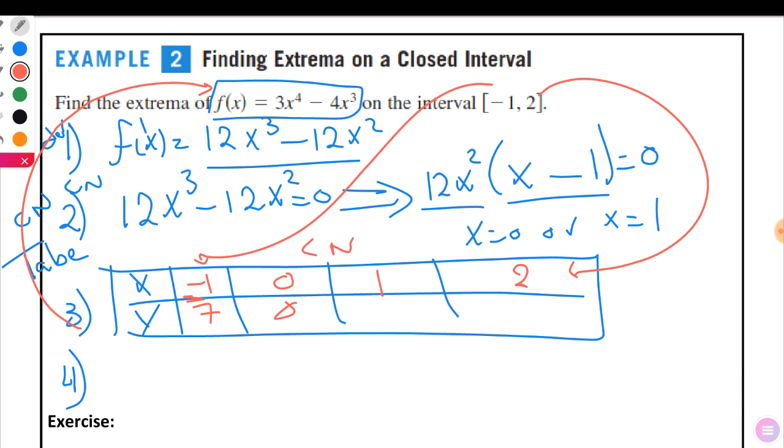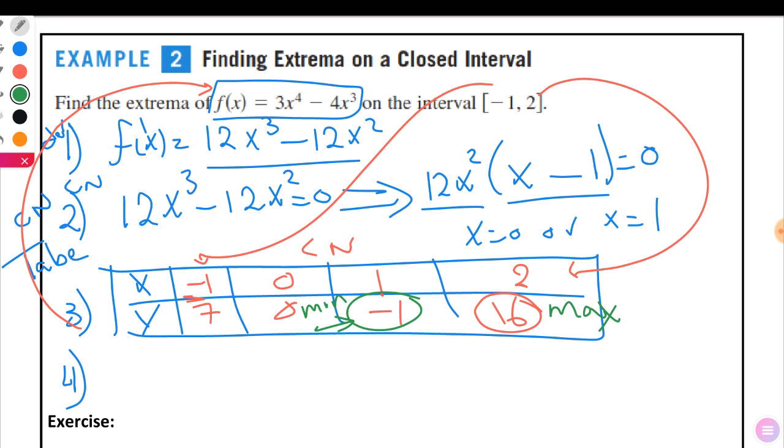And at 0, it will be 0. At 1, it will be -1. At 2, it will be 16. So, I find the greatest value here, which will be the maximum value. The least value will be the minimum value.